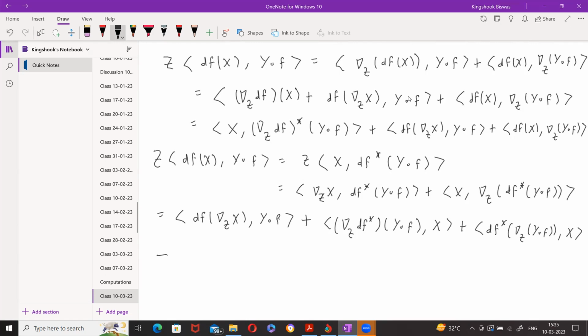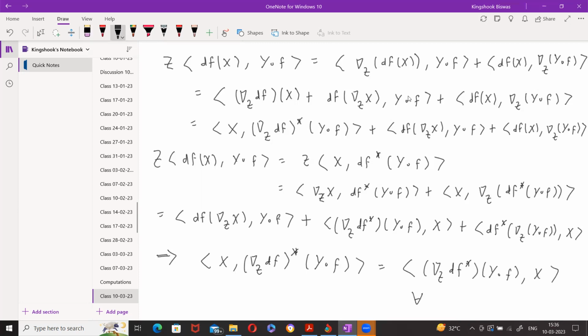That means that this term and these two terms are equal. So when you equate things, what you will find is that the inner product of X with nabla Z Df star of Y composed with f is the same as the inner product of nabla Z of Df star acting on Y composed with f, with X. Okay, so this is true for all X, right?